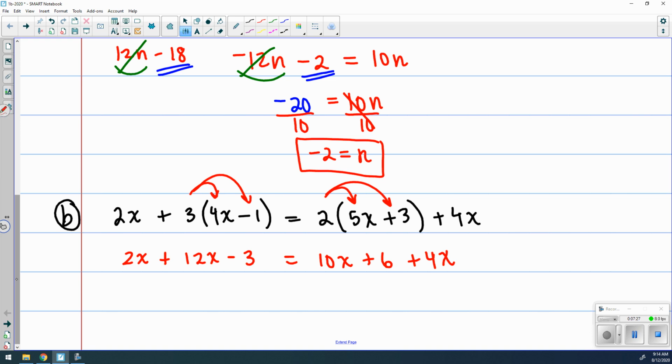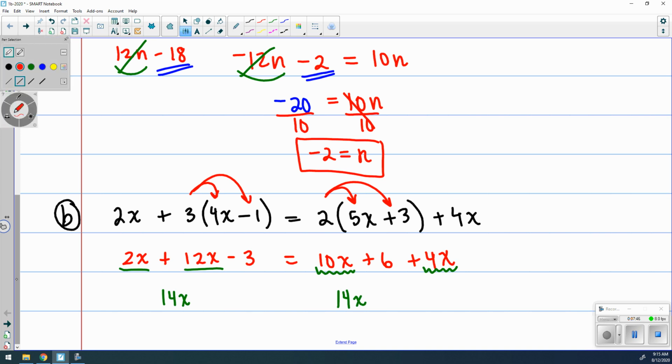All right, combine like terms. So what are some like terms on the left-hand side? 2x and 12x would give me 14x. Over here on the right-hand side, 10x plus 4x is going to give me 14x. Anything else that can be combined? Nothing on the left, nothing on the right.